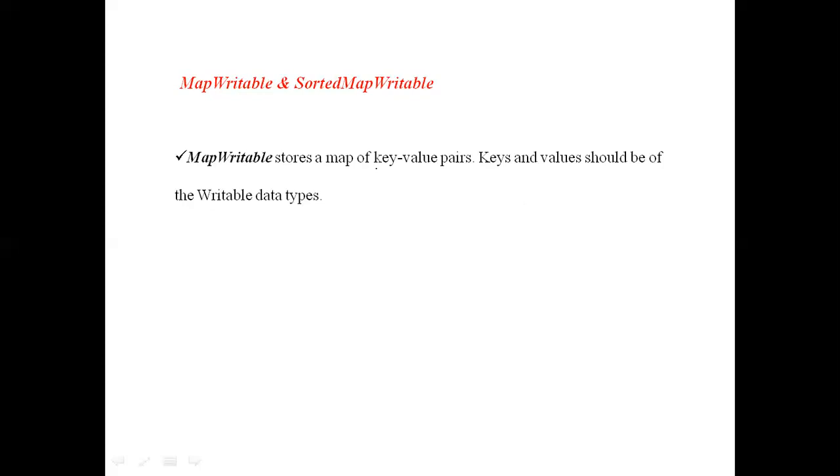It is used to create the key comma value pairs. Where do we use map writable? In a map reduce program. In every phase of map reduce, it accepts input in the form of key comma value pairs and gives output in the form of key comma value pairs only. That's why we need this writable. The normal writables accept only single values, but when we want a pair of values, we must use map writable.